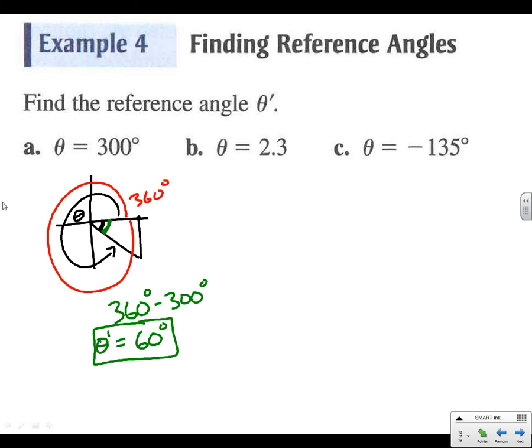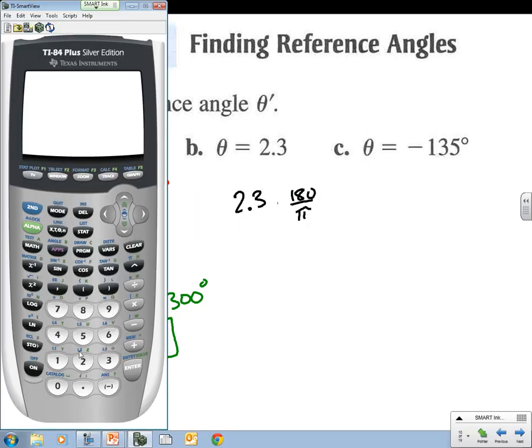All right, let's talk about 2.3. So all of a sudden we've got radians here. A little trick here: I don't have a good option of visualizing 2.3, so I like to turn this into degrees to have a better picture. To turn something into degrees, we go times 180 over pi. No pi to cancel out, but it will still cancel out the radians. Let's grab the calculator. 2.3 times 180 divided by pi is 131.78.